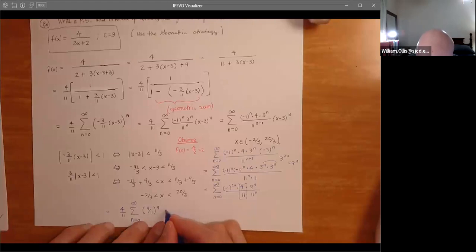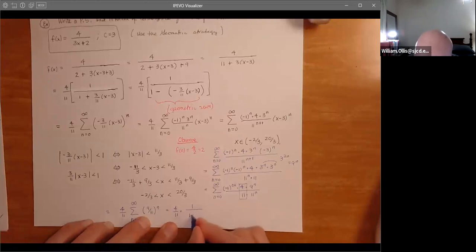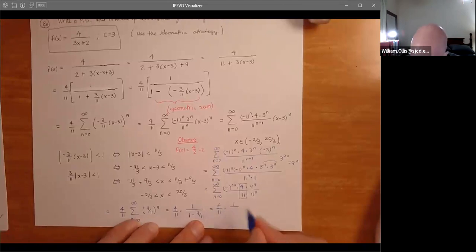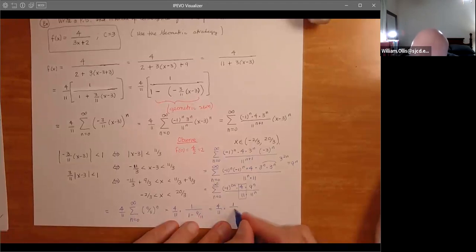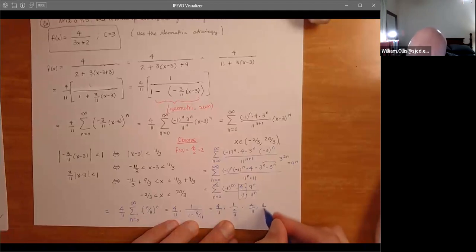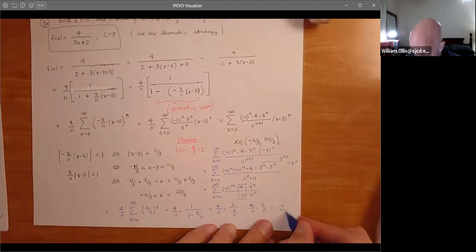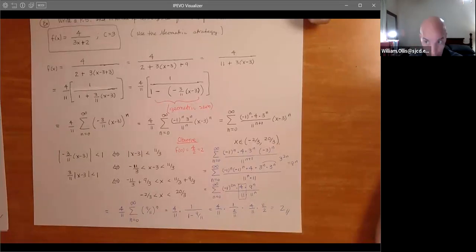And so now this gives us what? 4 over 11 times 1 minus 9 over 11. But this is 4 over 11. So this is 1. Of course, that'll be 11 minus 9. So that's 2 over 11. So this gives us 4 over 11 times 11 over 2. The 11's absorbed, and 4 over 2 is 2, as should be the case.